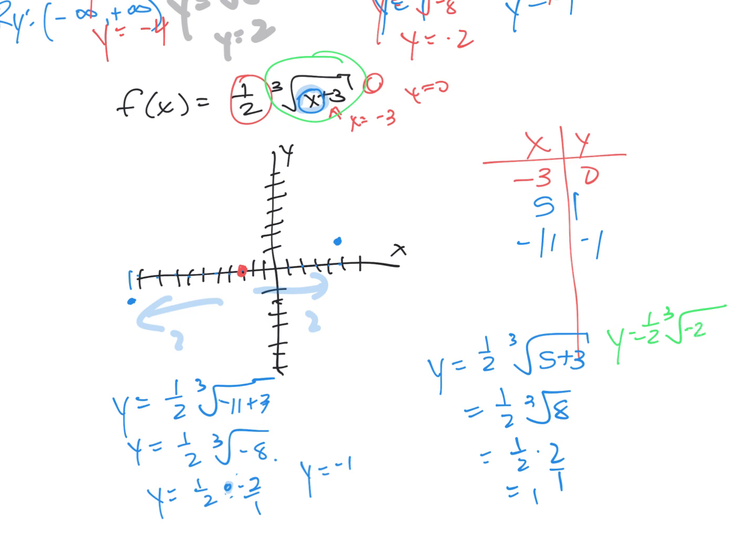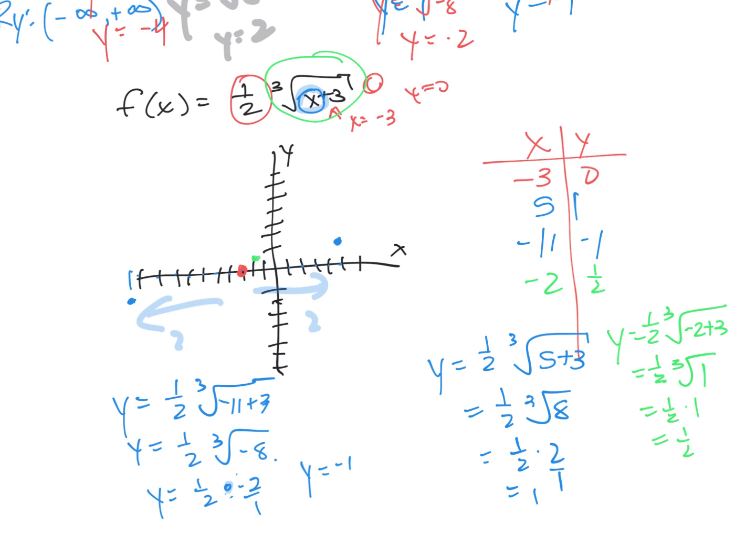So -2 plus 3 becomes the cube root of 1, and the cube root of 1 is 1. So this becomes 1/2. So -2, 1/2, right? So I go -2 and I go up 1/2.